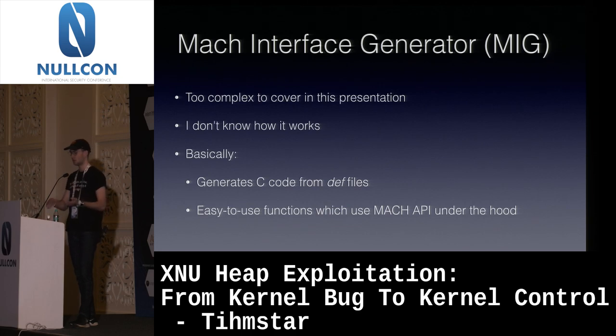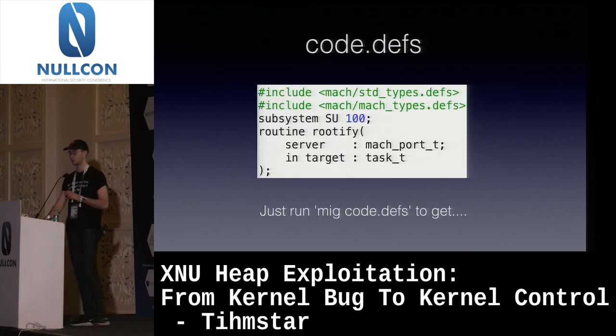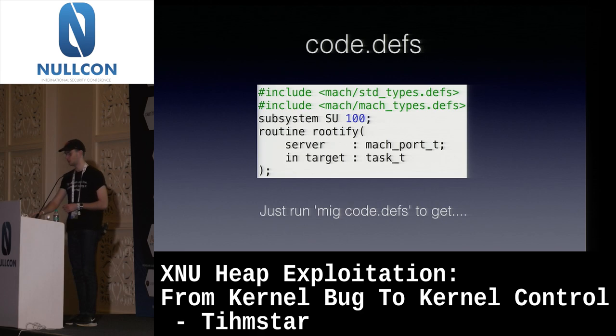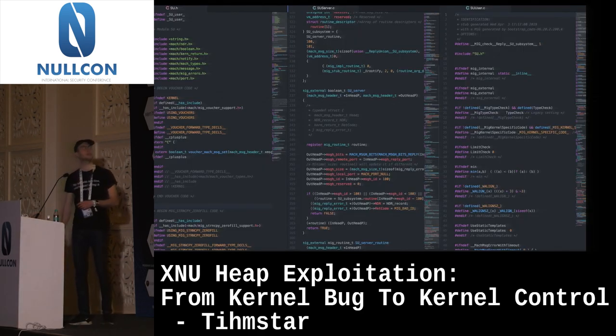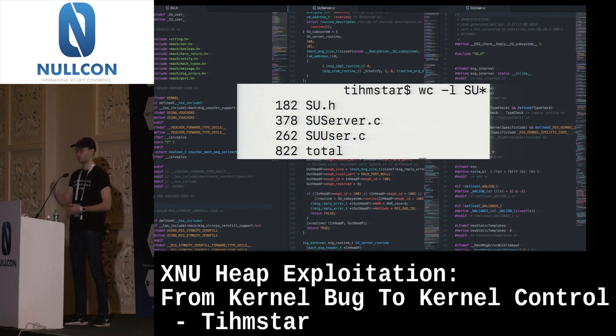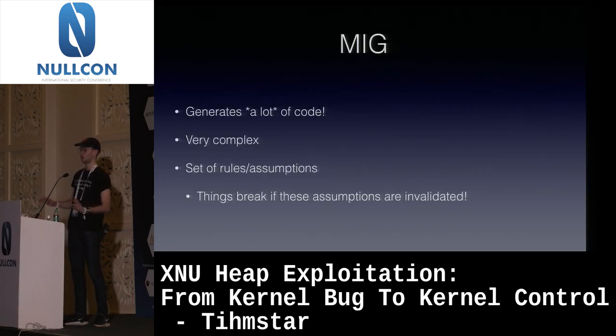When running my experiments, I was trying things out, so I talked to Ziguza. He sent me this piece of code, like 5-6 lines of code, and he was like, it's super easy, just run mig on the .defs file, and then you get, holy shit, a lot of code. So how much code is that? It's 822 lines generated for you from just these 5 lines of code. So it generates a lot of code.